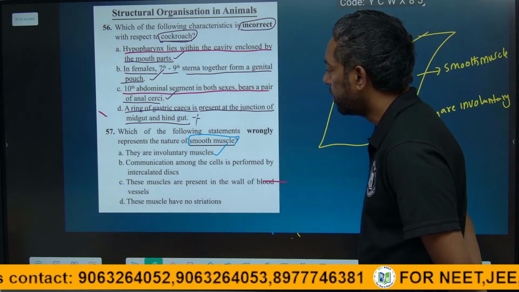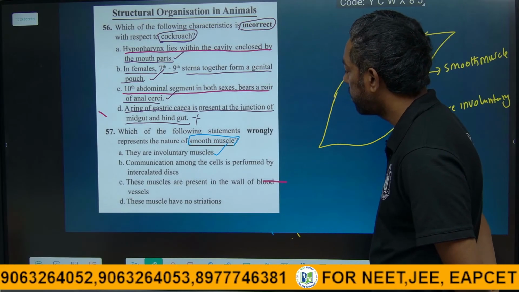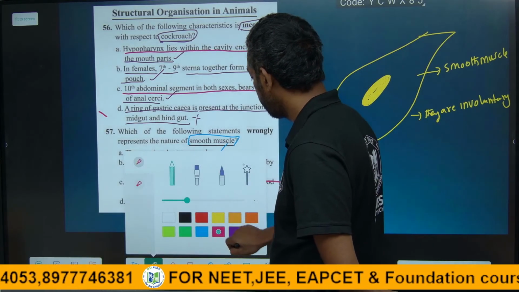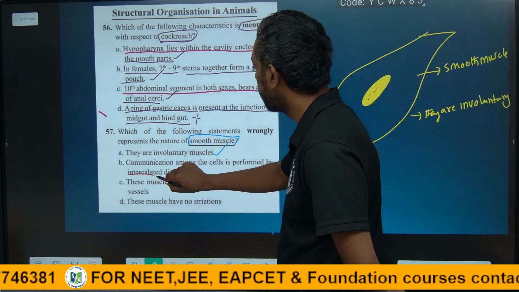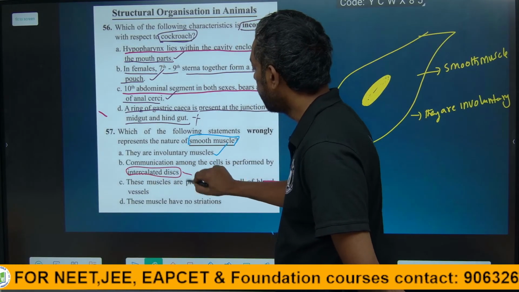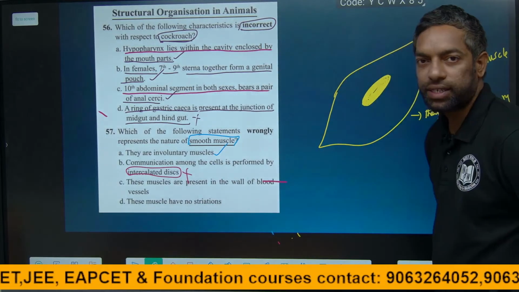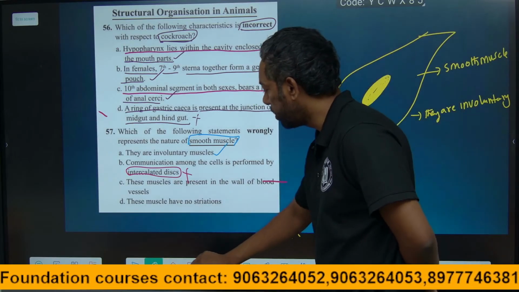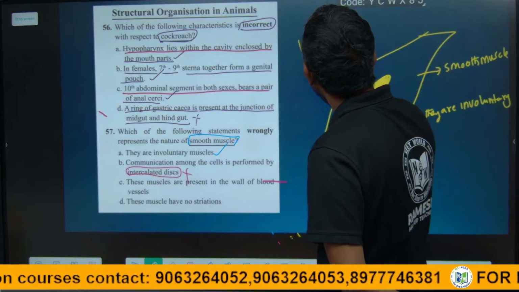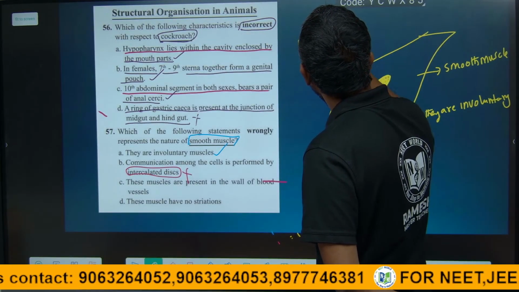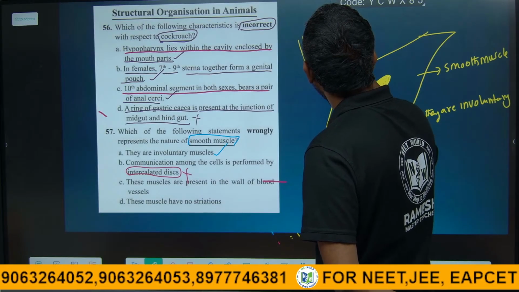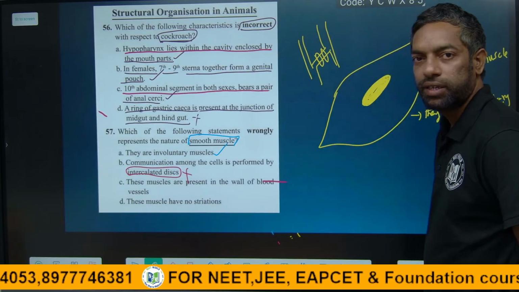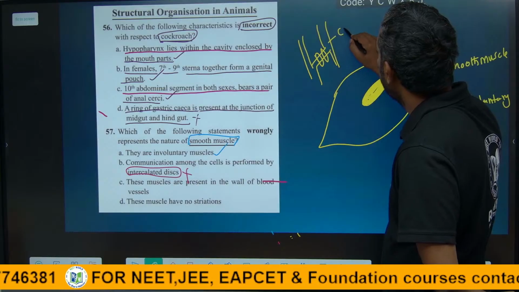First one is right. The second one says communication among the cells is performed by intercalated discs. This is the wrong answer, guys. Intercalated discs are there in the cardiac muscle, not in the smooth muscle. This is the cardiac muscle, guys. Cardiac muscle has junctions and branches, and there are intercalated discs between the junctions.